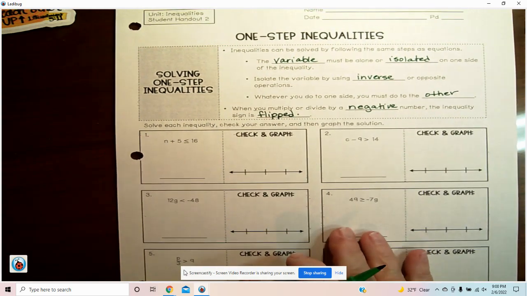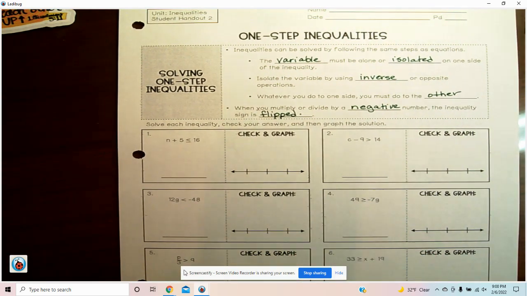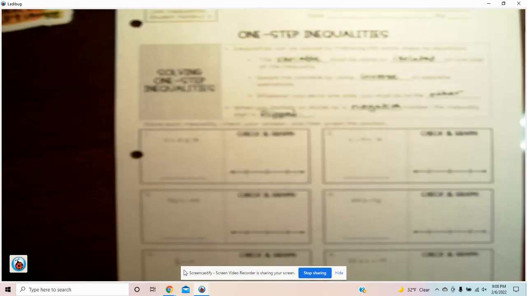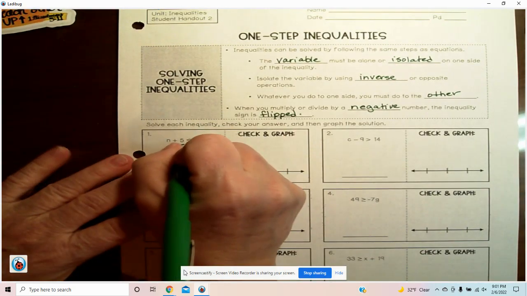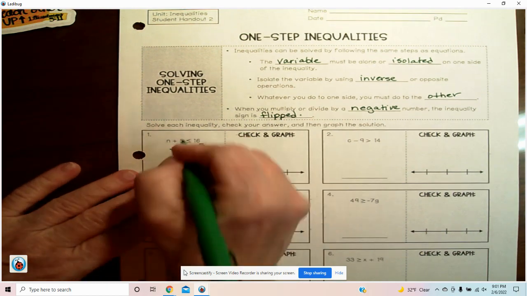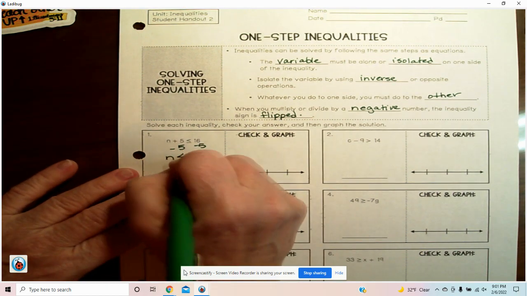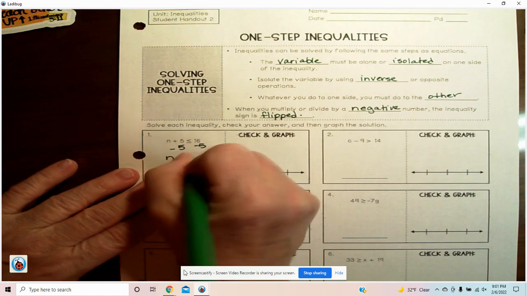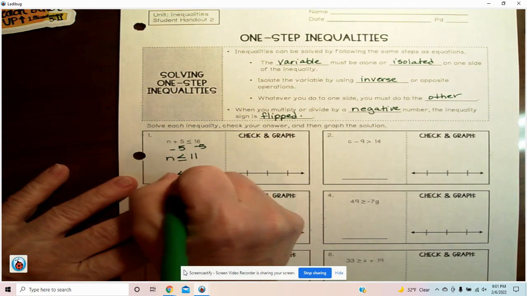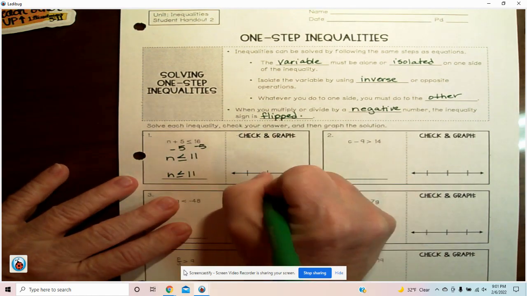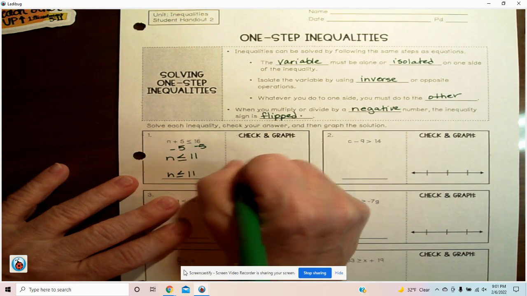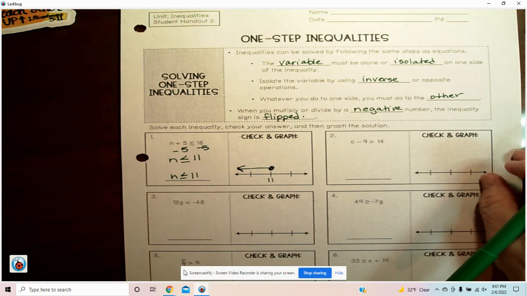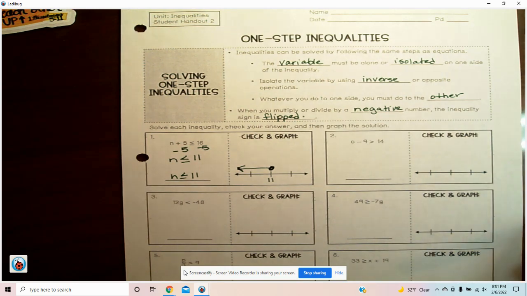So our first inequality is n plus 5 is less than or equal to 16. So we're going to subtract 5, and we get n is less than or equal to 11. Let's put 11 and shade it to the left. And 11 plus 5 is 16, and 16 is equal to 16.